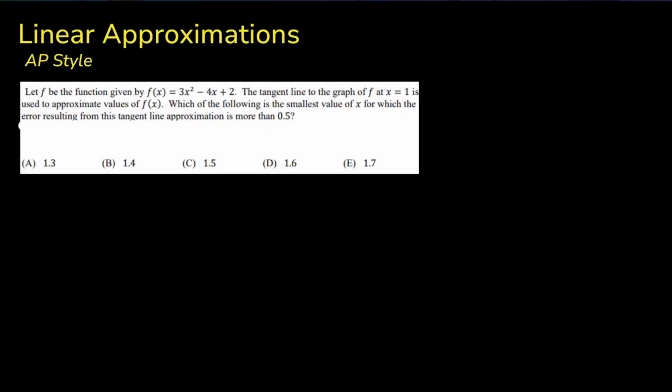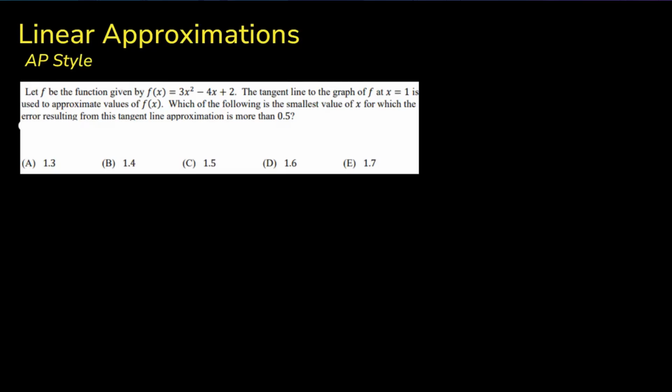So here's an ACE-P style question. Let f be the function given by f of x equals 3x squared minus 4x plus 2. The tangent line to the graph of f at x equals 1 is used to approximate values of f of x. Which of the following is the smallest value of x for which the error resulting from this tangent line approximation is more than 0.5?